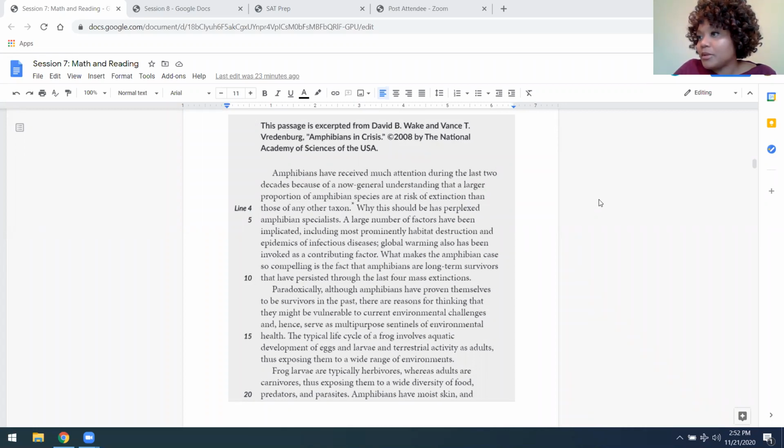Sorry, I'm just looking at my other computer. All right, so we're going to come back here. Get my timer. We're going to come back here at 2:58. So 5 minutes.